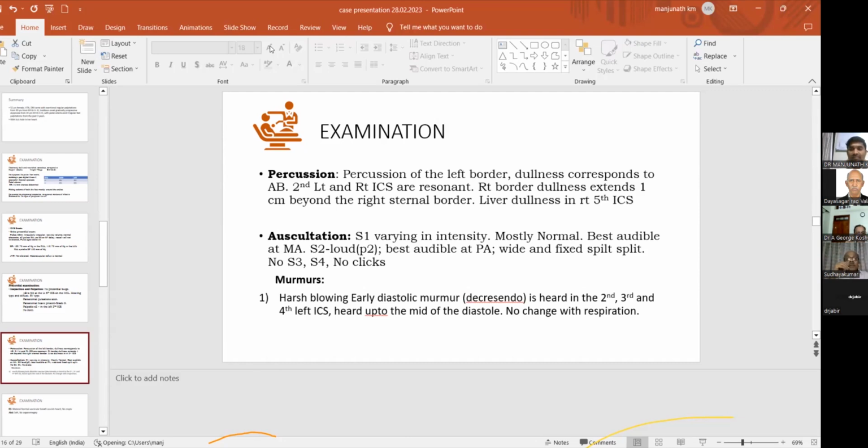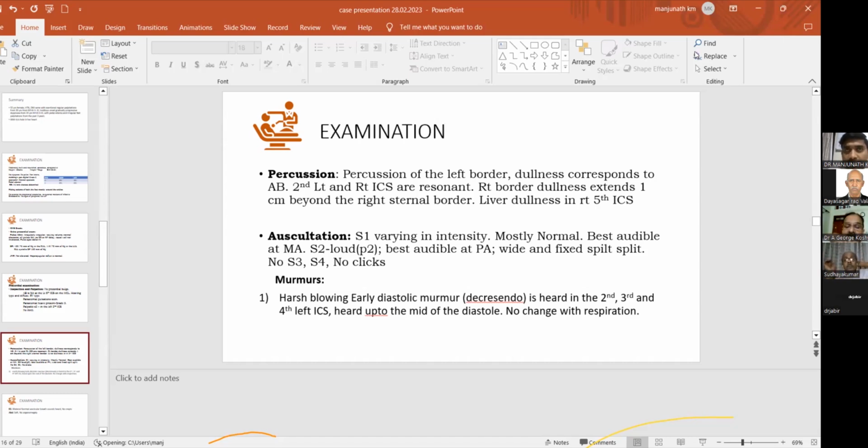Okay, fine. But coming to the auscultation, S1 is varying in intensity. Mostly it is normal, sir, and best audible at the mitral area. S2 is loud. The P2 component is loud, best audible at the pulmonary area. And there is a wide and fixed split of the second sound. And there is no S3, no S4, no other sounds, and there are no clicks. Now, what is your definition of wide split?